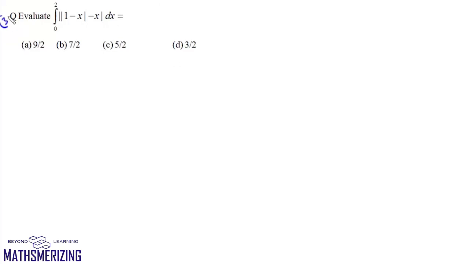Now question number 3. It's a very simple integral question. Now we know that we have this mod function which is mod of 1 minus x minus x. Now the definition of this function changes at 1. So we'll split this integral in two parts. So we'll write I as from 0 to 1 mod of, now when x is less than 1, mod of 1 minus x will be simply 1 minus x.